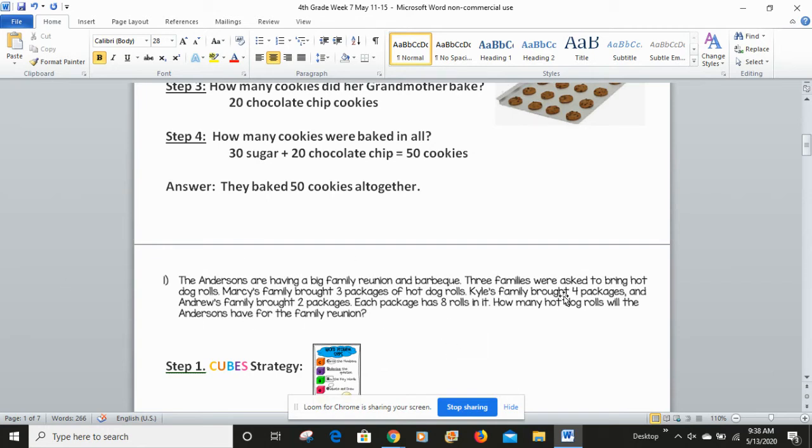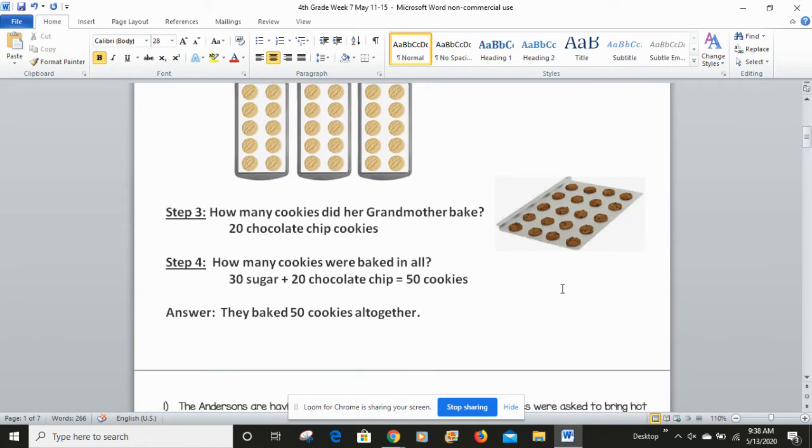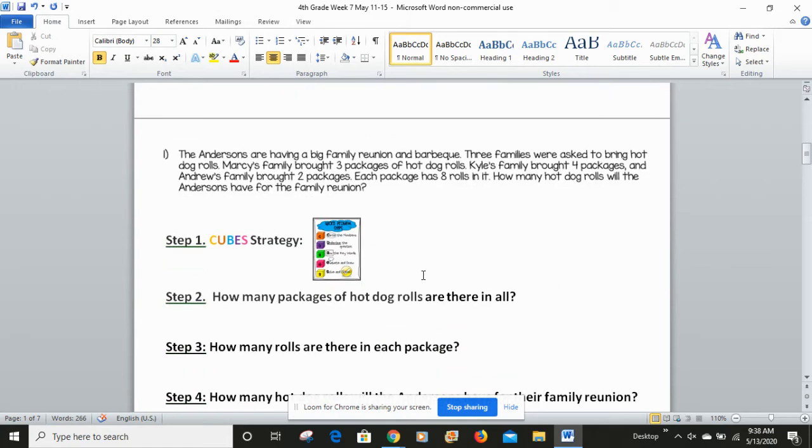So I didn't go and do all the circling and underlining. I'm going to leave that to you. But from up here, we could see step 1 is apply the cube strategy to it. Circle the numbers that you see. Underline where the question is. Try to find some words that tell you what to do. And to try and help you with that, I just wrote a couple questions there.